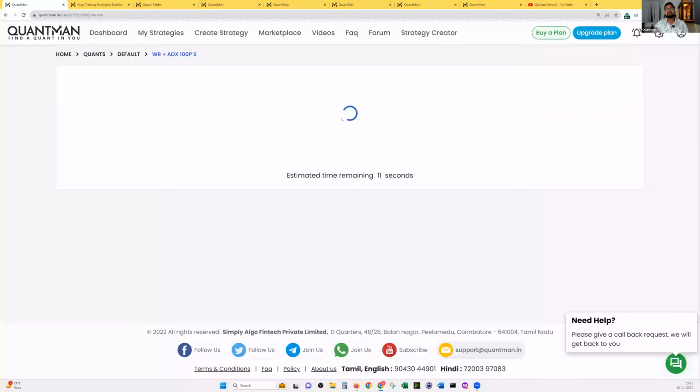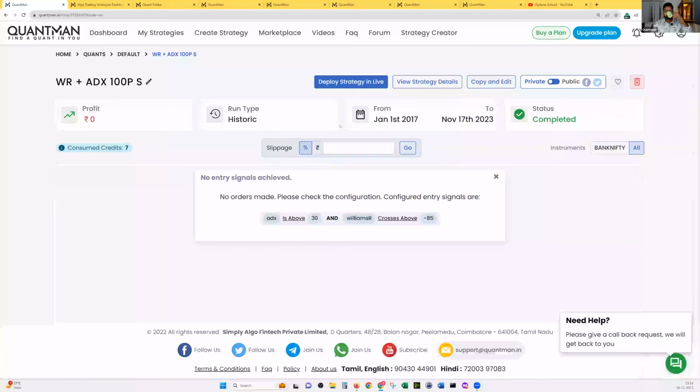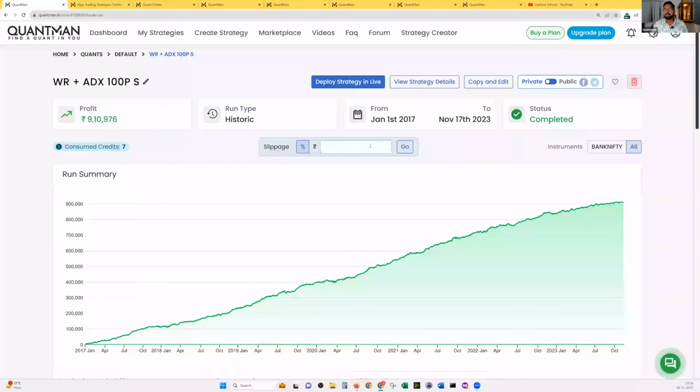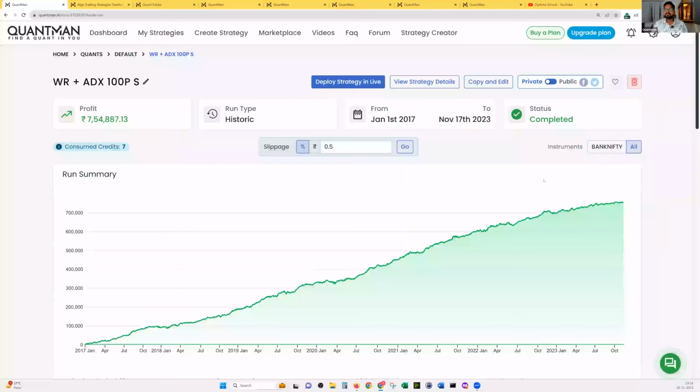Let the backtesting results pop out. What's the slippage value I need to put over here? 0.5%. Now this is what we have understood: this strategy has performed well from September 2021.